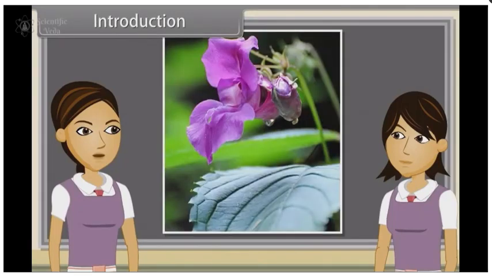We have already discussed characteristics, types, modifications and functions of roots, stems and leaf. Now we will study inflorescence.